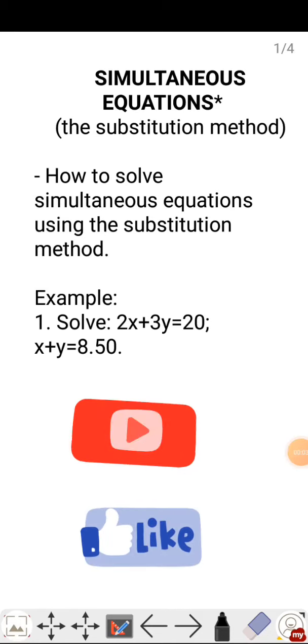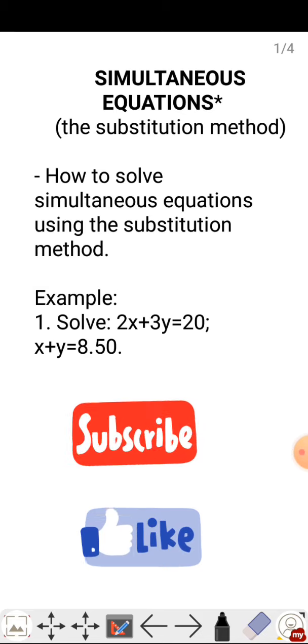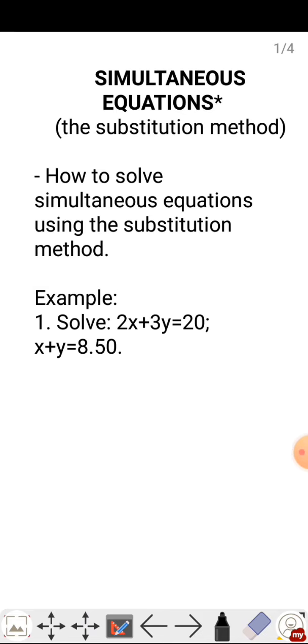We'll look at how to solve simultaneous equations using the substitution method. You can look at the previous video I posted where I talked about the elimination method. Right, let's look at the following example. Solve 2x plus 3y equals 20, x plus y equals 8.50.